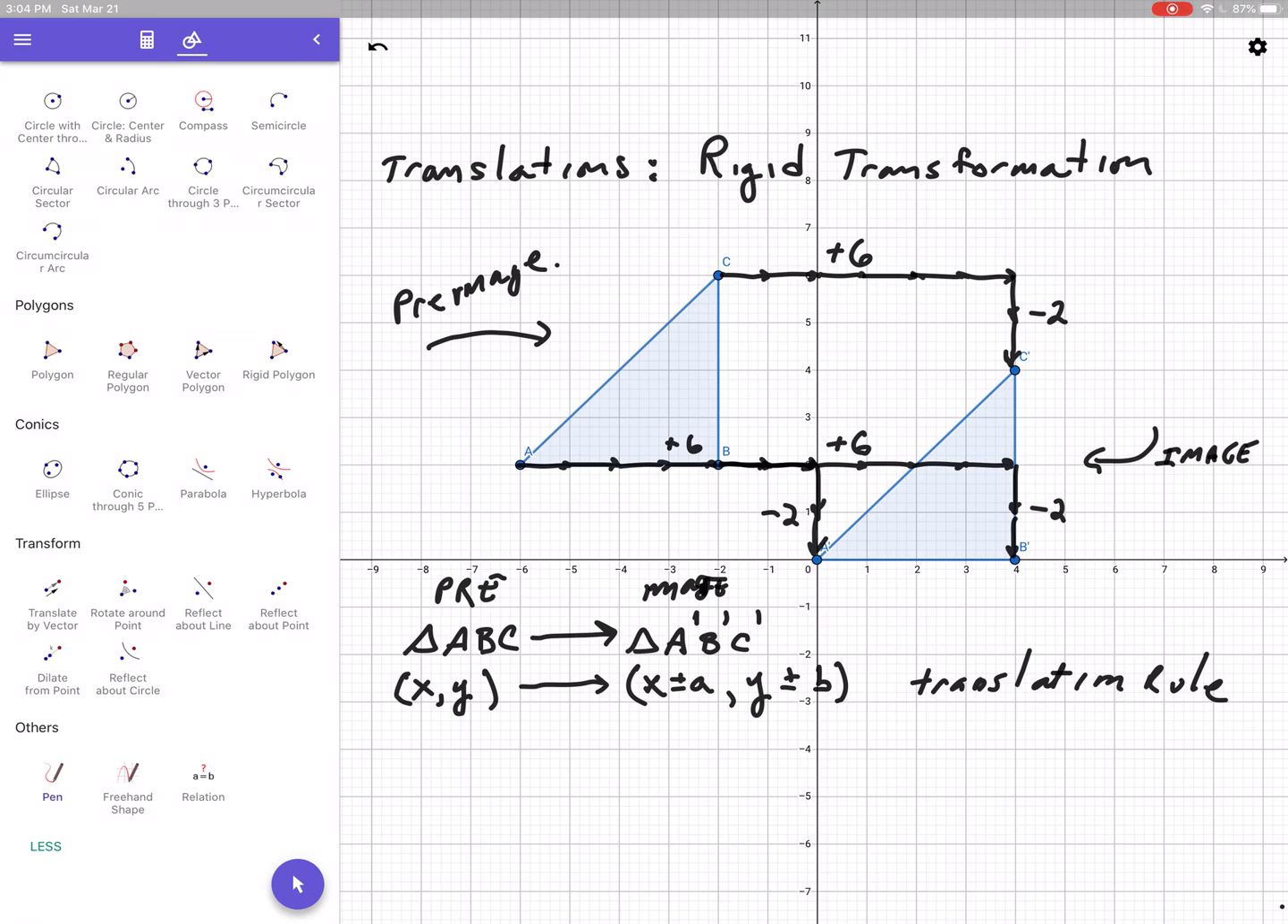So what is the translational rule? Well, for the original position of our object, given the vertices of triangle ABC, it's going to translate to what? (x plus 6, y minus 2). And that will tell us how to map triangle ABC to triangle A prime, B prime, and C prime.